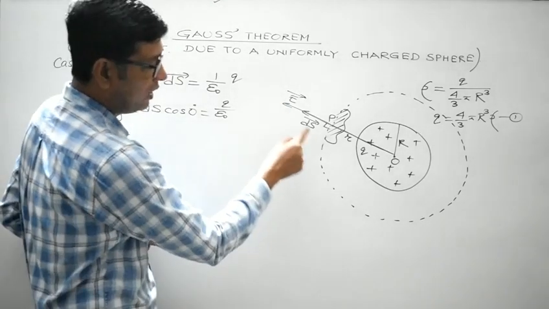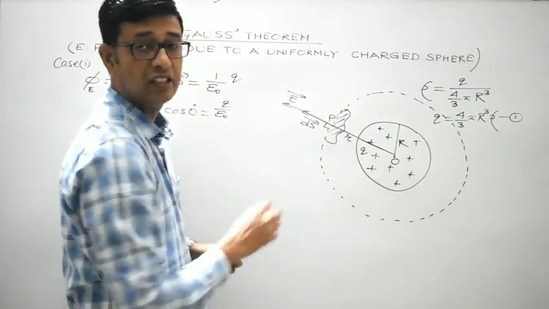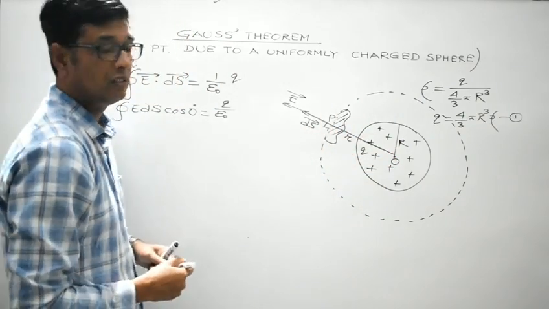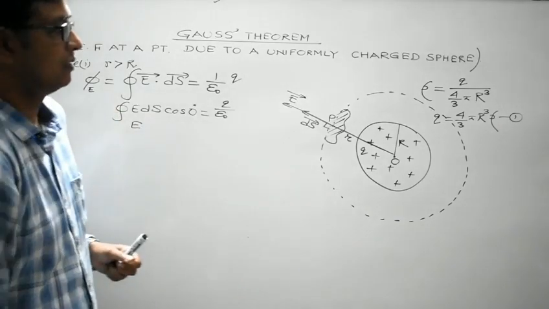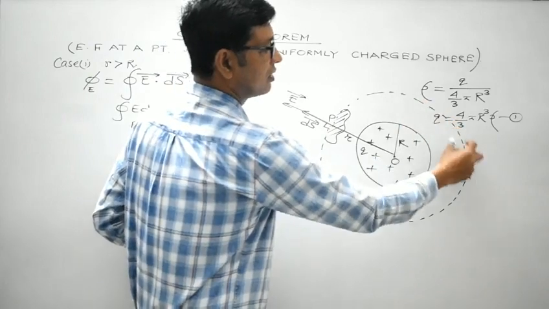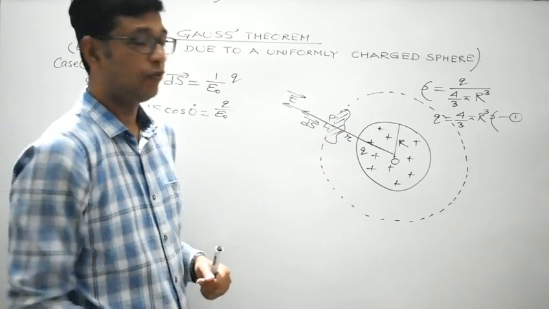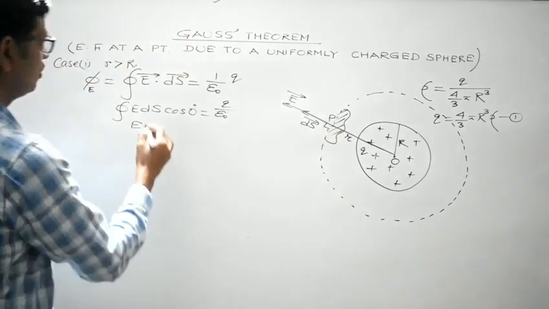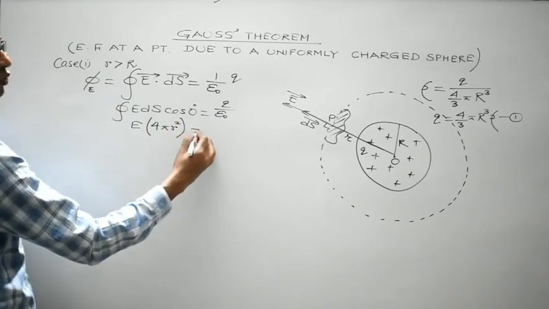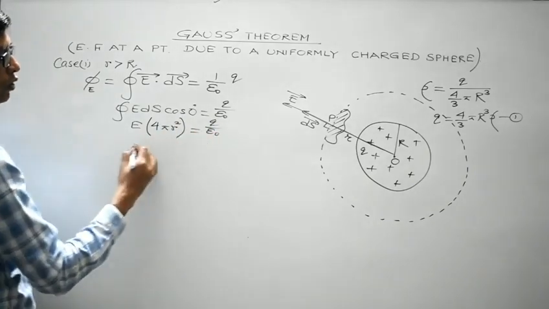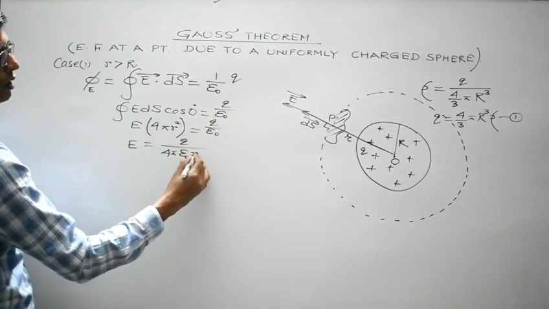Now, the electric field at any point on the Gaussian surface, being equidistant from the center, will be constant. Therefore, E can be taken outside the integration. And the integration of ds, if we add these small areas, gives the total surface area of the Gaussian surface, which in this case is 4 pi small r square. That's the surface area of the spherical Gaussian surface. Cos 0 is 1. So we obtain E equal to Q over 4 pi epsilon r square.